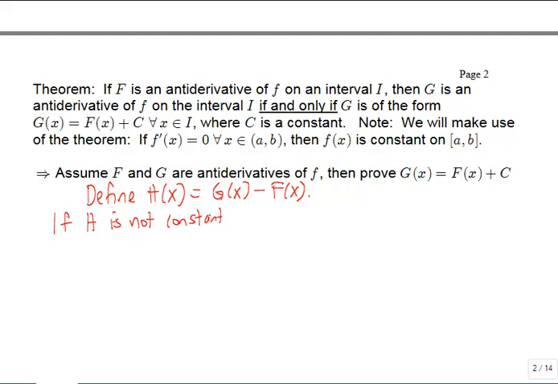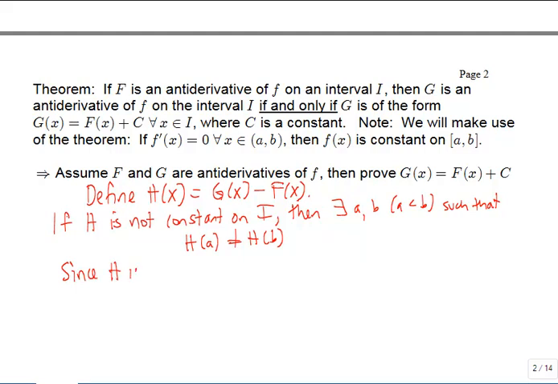Then if you have a function that is not constant on some interval I, then that implies that there has to exist, that's what this backwards E means, there has to exist an a and a b, and let's just assume that a is smaller than b, such that h of a is different than h of b. If you're not constant, then you must have two different y values, at least somewhere on that interval.